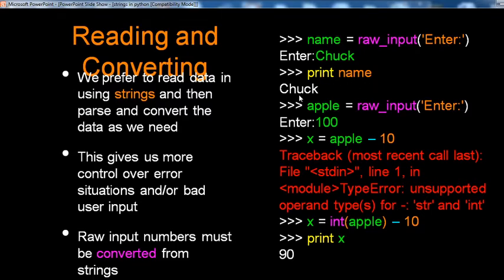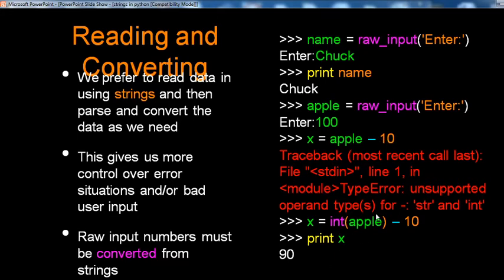What is your name? That is chunk. Then apple equals raw input, whatever you input, enter. What is the input command? If you want to take something from the user side, you use the input command directly: input, enter the number; input, enter something. In this way you use input. That is the command. Enter 100, then x equals apple minus 10. That is an error because you are performing an arithmetic operation on a string.